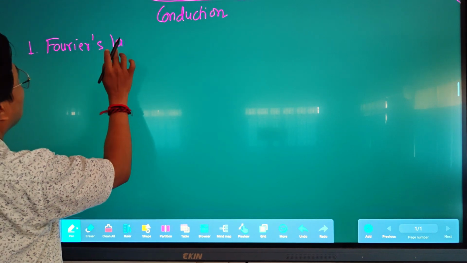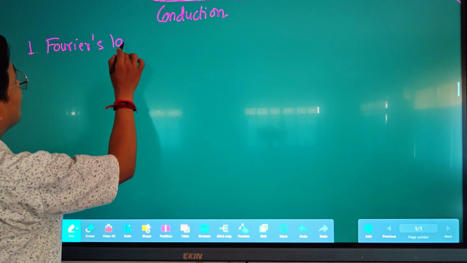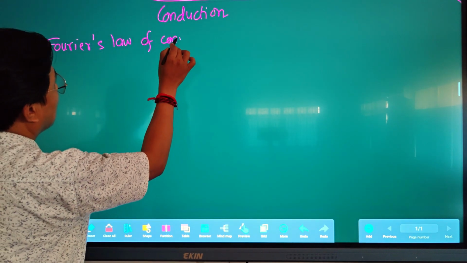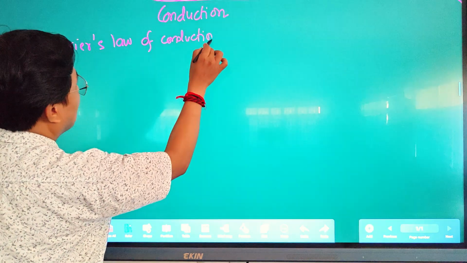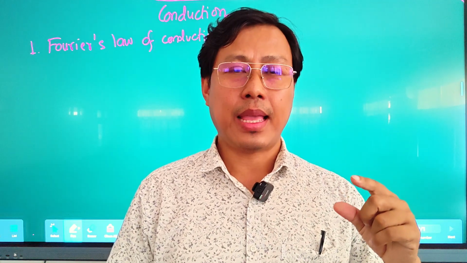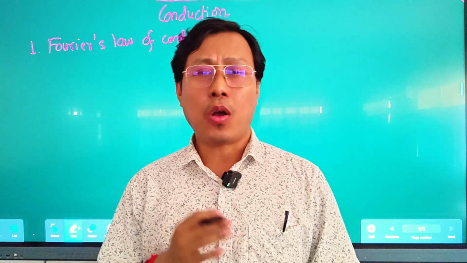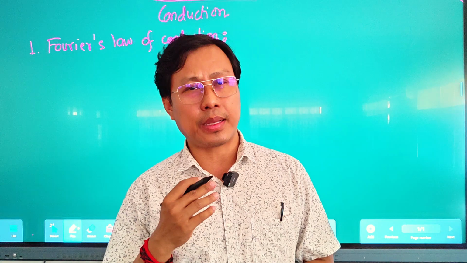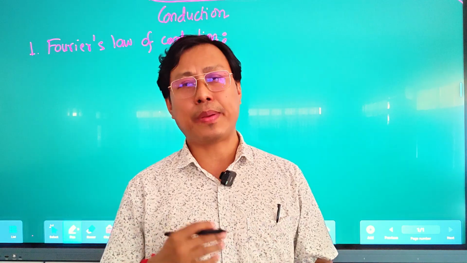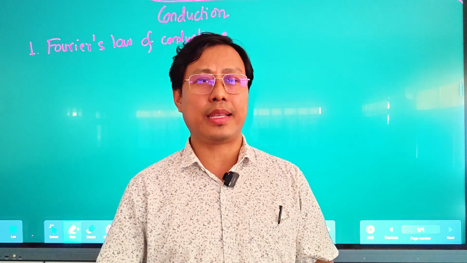Fourier's law of conduction. As per Fourier's law, the heat conduction is depending on some parameters. Okay, the parameters are the area, thickness, and temperature difference. So these are some parameters on which the rate of heat transfer depends. So let us write on which parameters this rate of heat flow is depending.